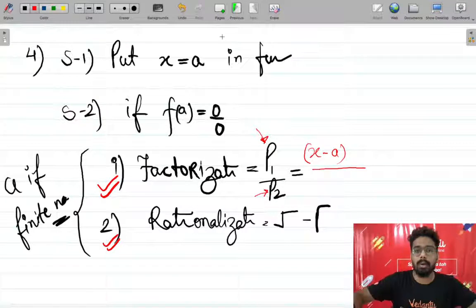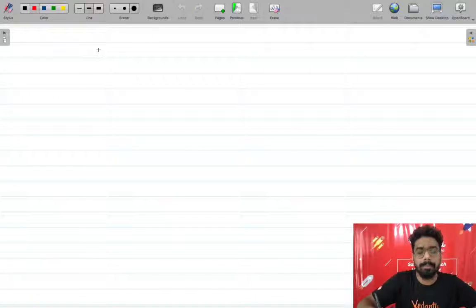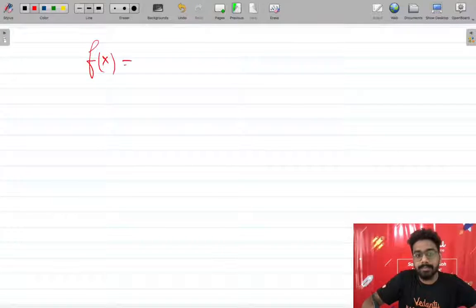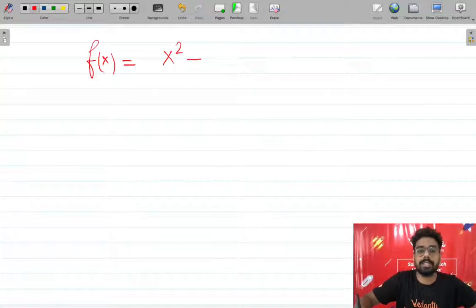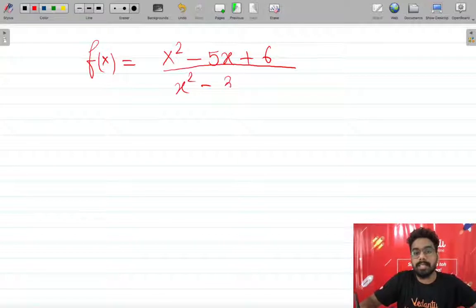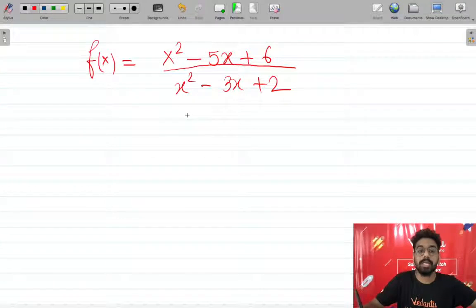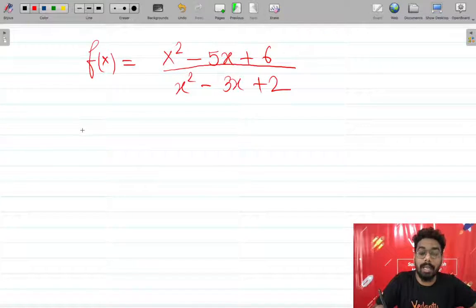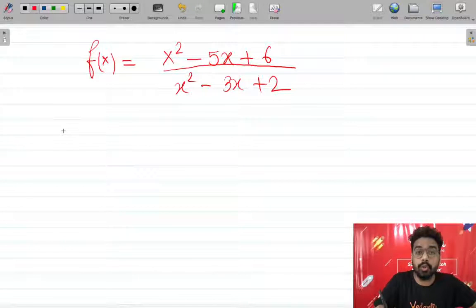I will take a small example, and by using it you can understand what exactly we are talking about. Now let's say the expression is x square minus 5x plus 6, upon x square minus 3x plus 2. This is the expression, and I want to check the limit of the function when x tends to 2. So I am writing over here that when x tends to 2, what is the limit? When I say limit, I mean the approximate value of the function.